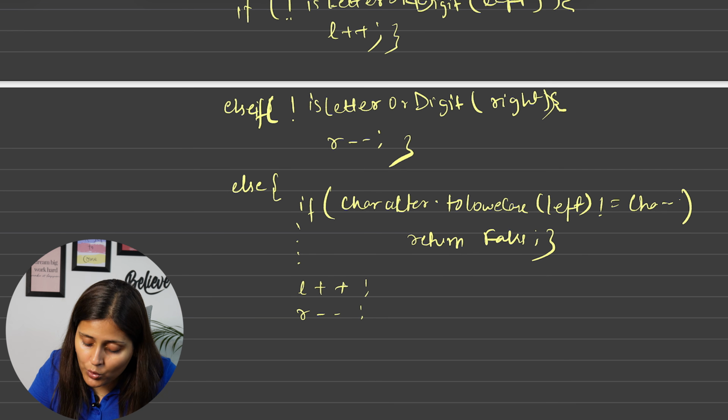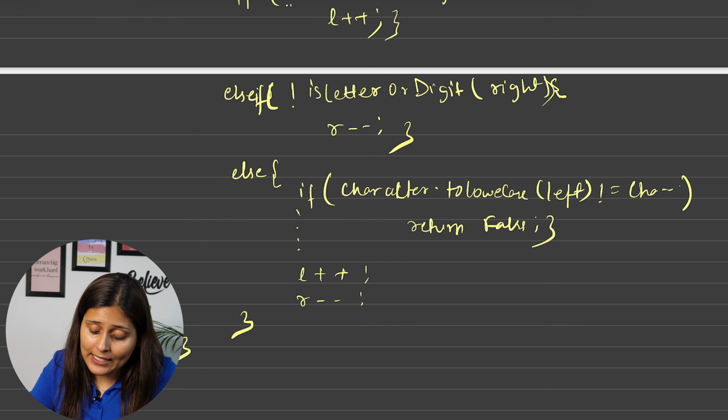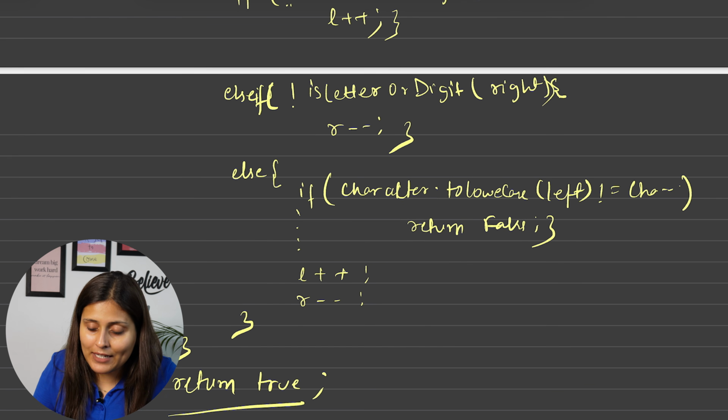And now we'll come out of this else also. We will keep on doing this until the while loop ends, and at the end if it does not return false, then definitely this is a palindrome. So at the end we will return true.